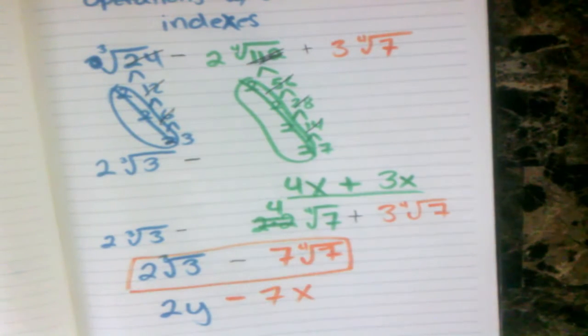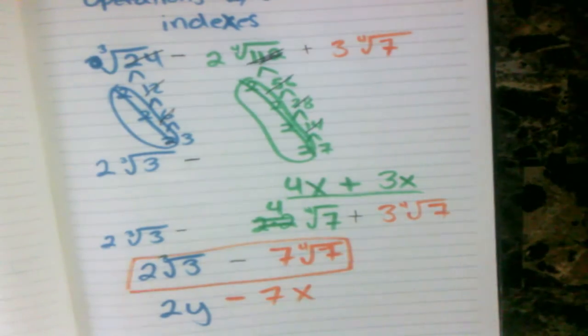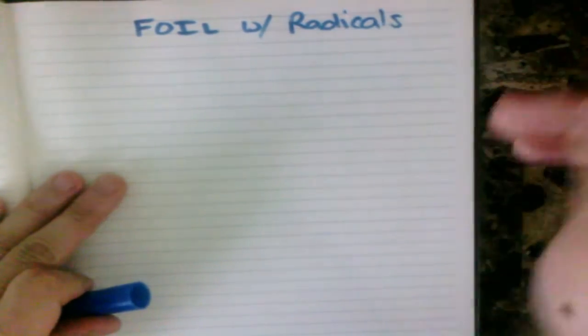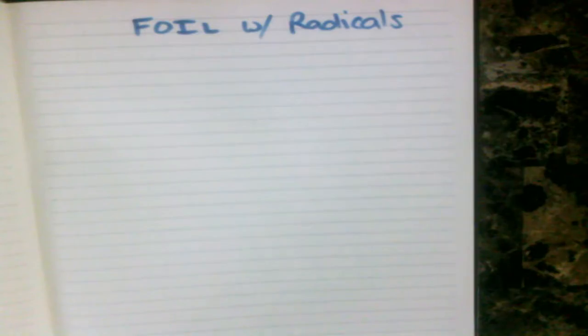And then let's go ahead and hit another problem, because I saw a couple of different types here. Okay, here is the other type that you were given. I don't know what I would call this. I guess FOIL with radicals is what I would call this. That's what I'm going to title this page, FOIL with radicals. So hopefully you guys remember how to FOIL. If you don't, I do have videos for that, and you should definitely learn it.